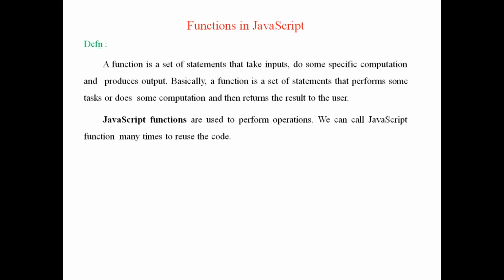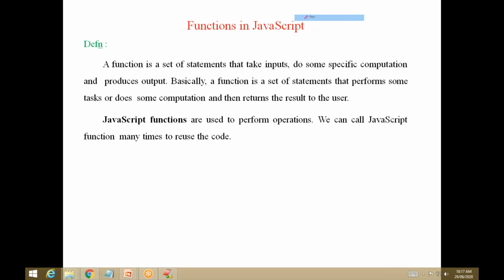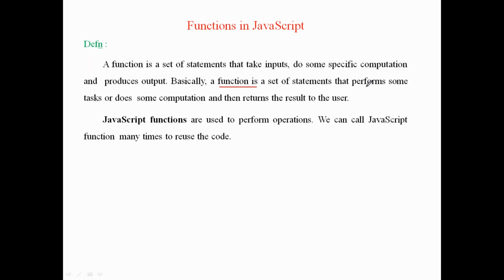Okay, so here we have to discuss a function. A function is a set of statements that can take the inputs from the user and perform some task on those inputs. Okay, do some specific computation or produce some outputs. So basically, what is a function? A function is a set of statements that perform some particular task or do some computation and then return the result to the user. That is called a JavaScript function. Okay, so JavaScript functions are used to perform operations. If you have to perform some operation, we have to use a JavaScript function.